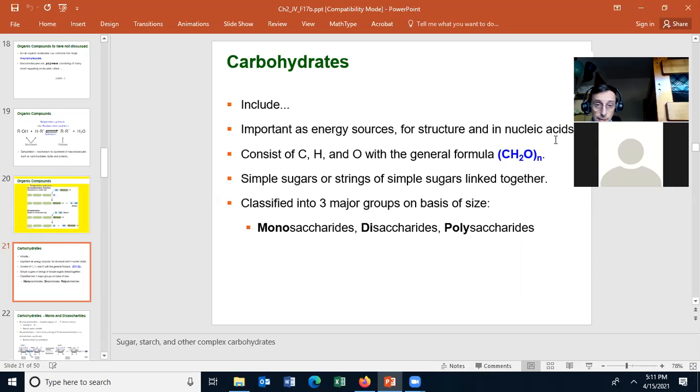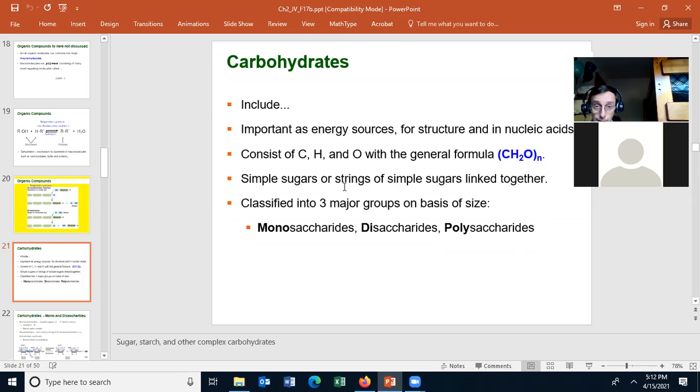Carbohydrates consist of carbon, hydrogen, and oxygen, but not in just any formulation. They have the general formula that for each carbon, there are 2 hydrogens and 1 oxygen. And then you just repeat that for the carbohydrate. Glucose, for example, would be CH2O repeated 6 times, or C6H12O6. Any questions about any of that? So carbohydrates have this specific formula.